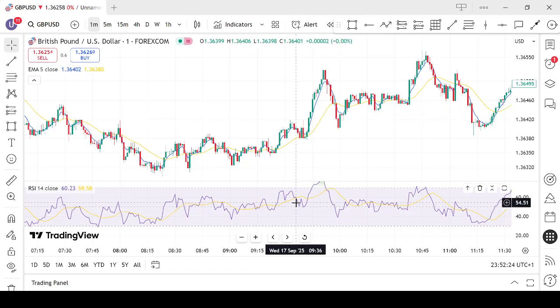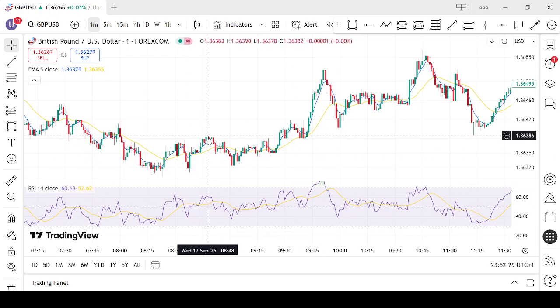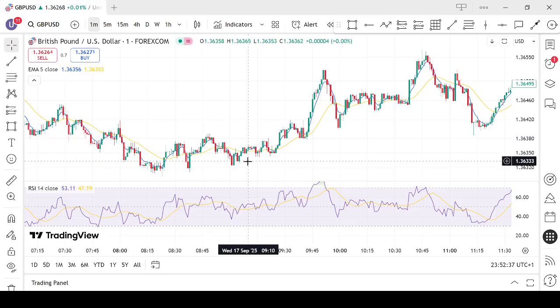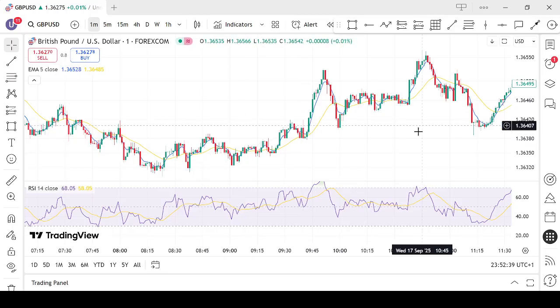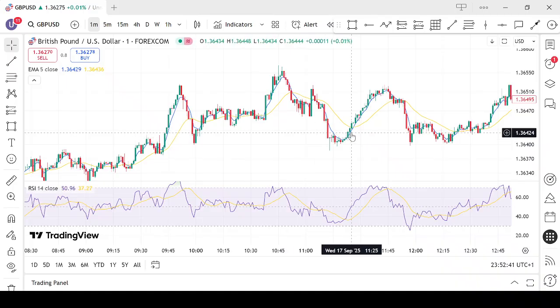The third step would be to enter a long position when you notice your 5 period moving average, the blue line, which is your short period moving average, crosses over your 20 period EMA, which is our long period moving average. Once we see a crossover, we enter a buy trade at that area.